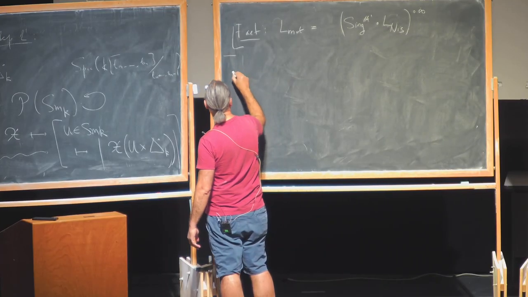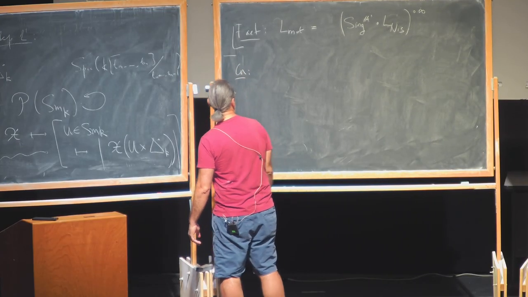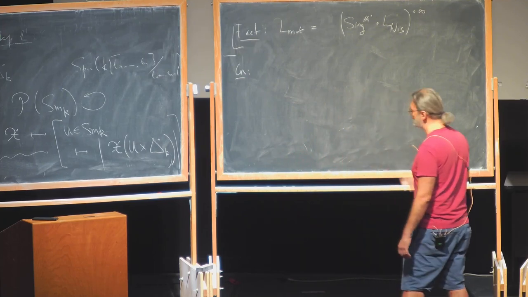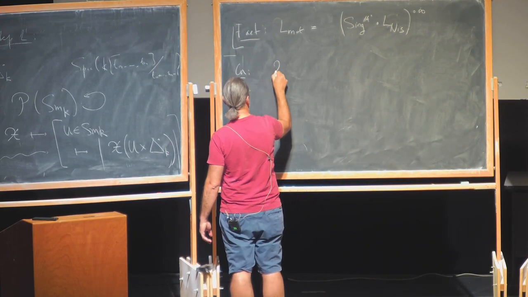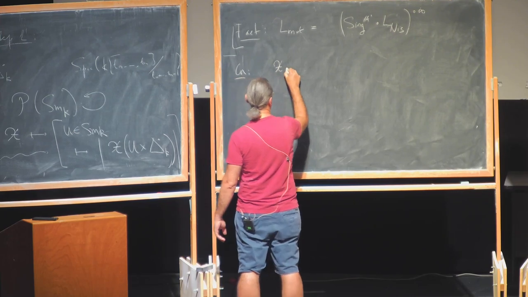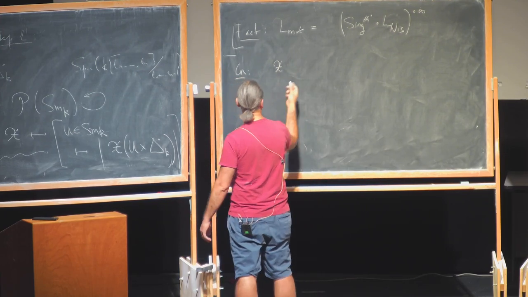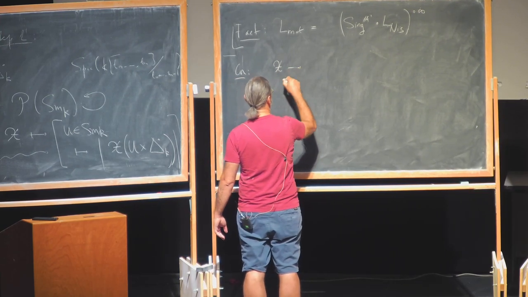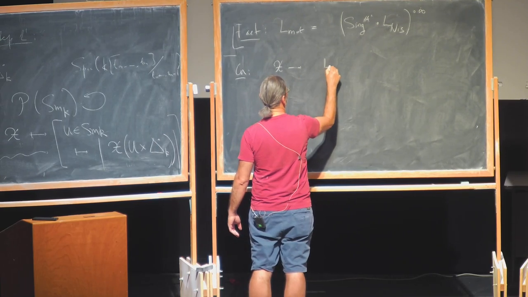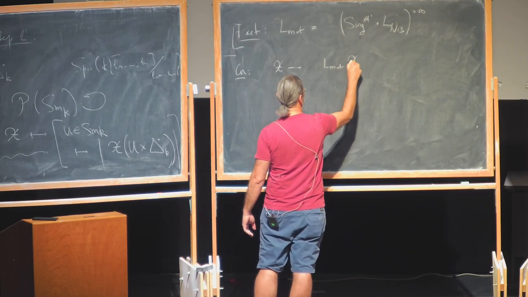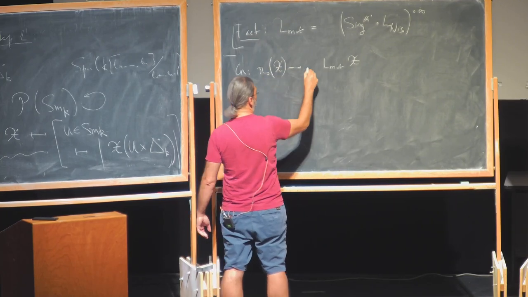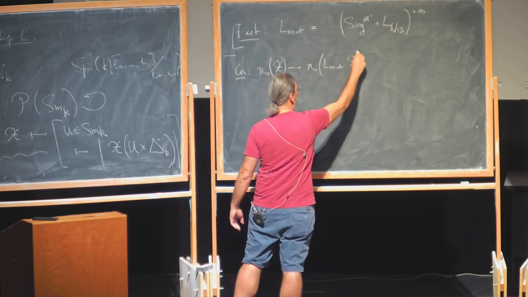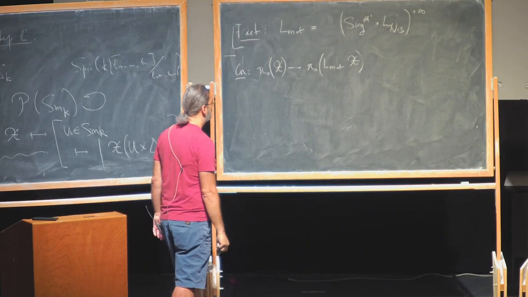And as a quick corollary of this construction, we get immediately that for any presheaf of spaces, if you look at X to L_mot X and pass to the pi zero sheaves, this is an epimorphism.